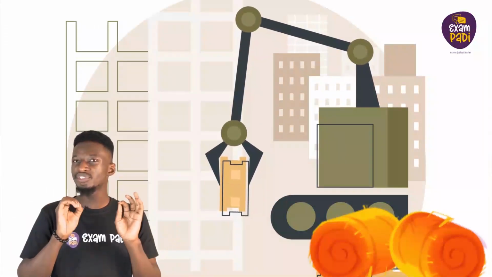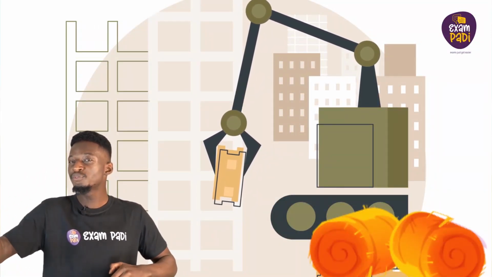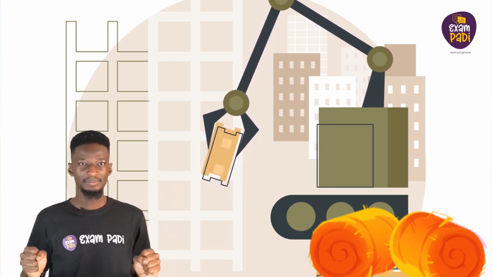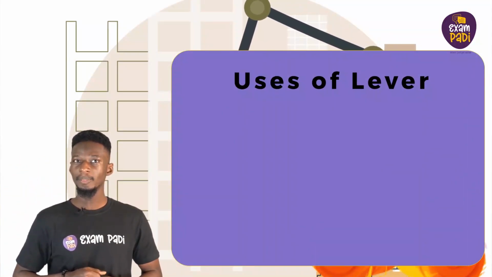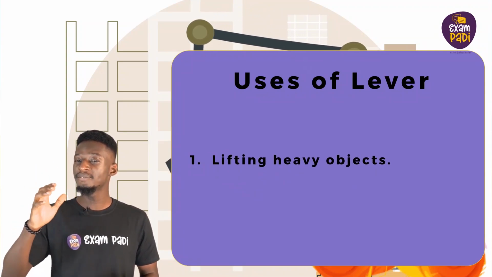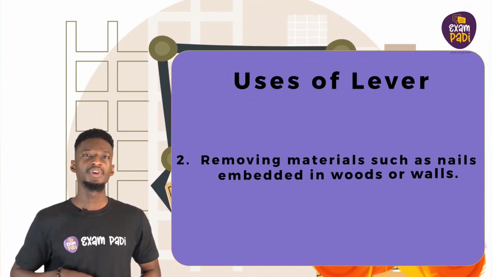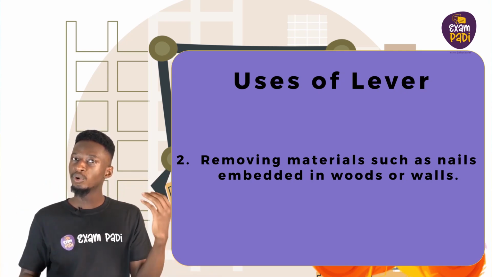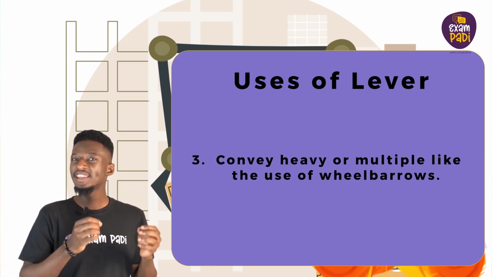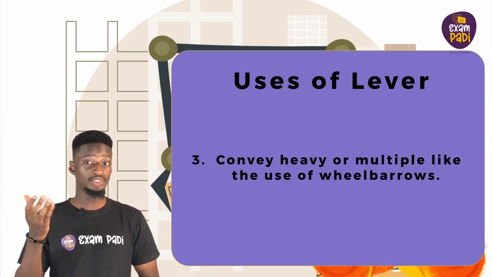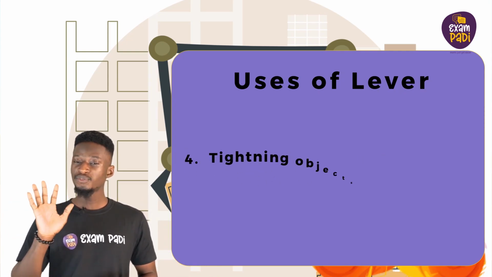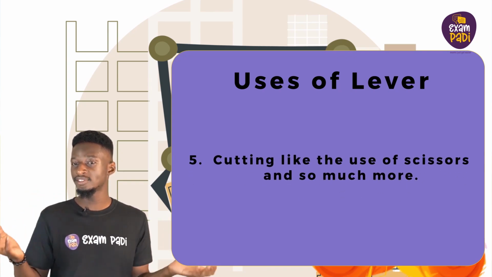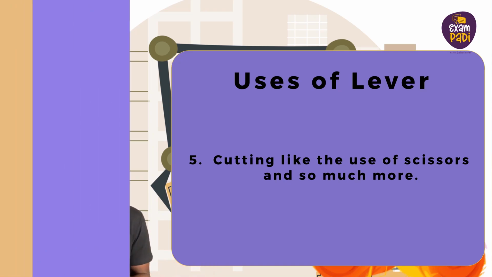Levers are very useful simple machines used for transferring force. You may not realize it, but you use levers every day. Levers are used for the following: 1. Lifting heavy objects. 2. Removing materials such as nails embedded in wood or walls. 3. Conveying heavy or multiple items, like the use of a wheelbarrow. 4. Tightening objects. And 5. Cutting, like the use of scissors, and so much more.